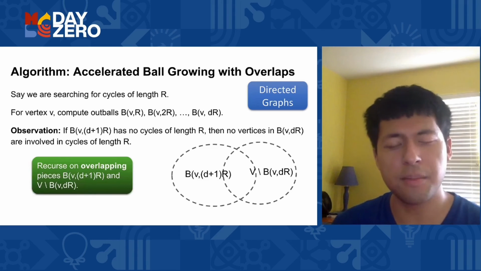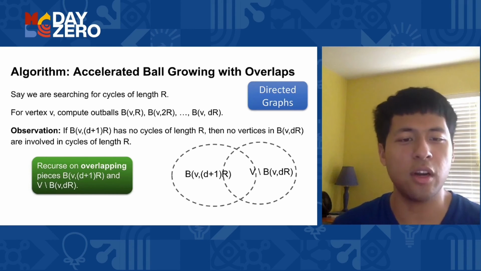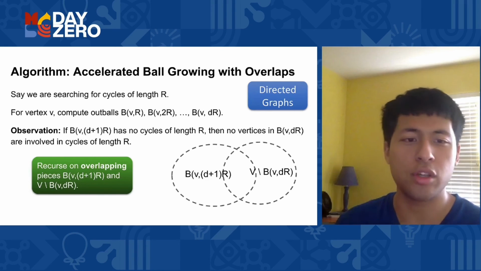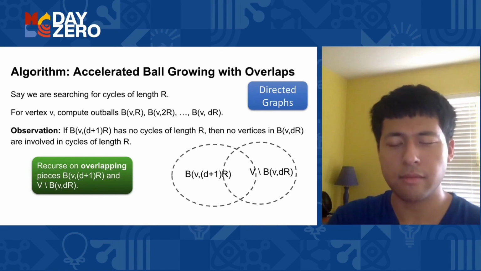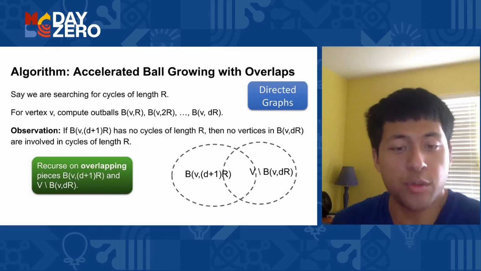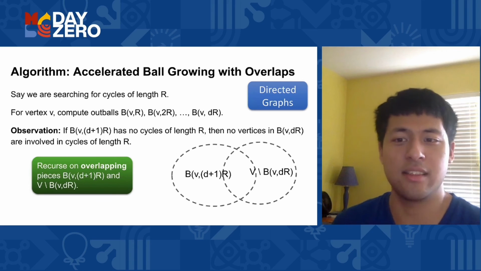This gives us a simple algorithm. We're going to recurse on the ball B(v, (d plus 1)r), then delete the vertices that are in B(v, dr) and recurse on the rest. Notice that these pieces actually might overlap, which is what makes it an interesting recursion. We're going to recurse on overlapping pieces.